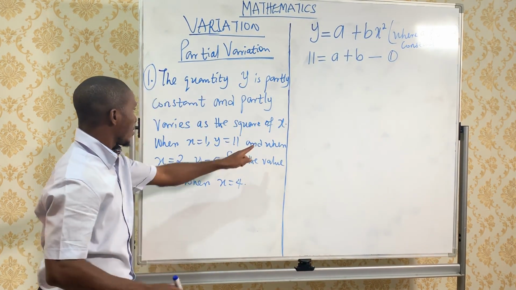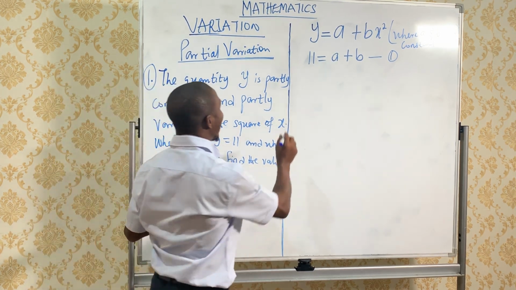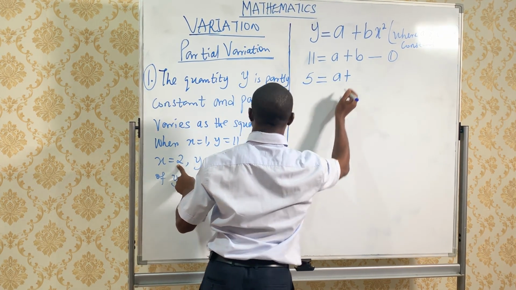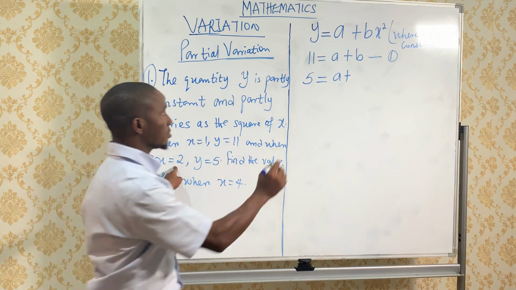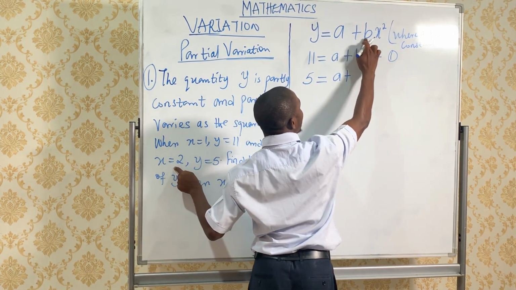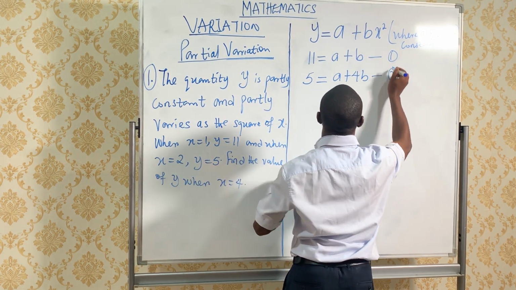Then we continue. When x is 2, y is 5. If we substitute 2 here, 2 raised to power 2 will become 4, 4 times b will be 4b. And this will be equation 2.